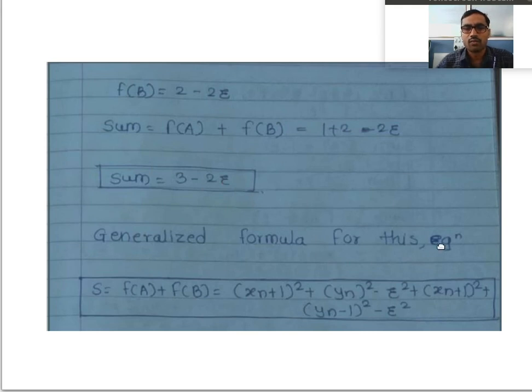The generalized form for this equation is given: S equals function of A plus function of B. So it is adding function of A with function of B, where we have kept the coordinate values for the A and B points, and adding this function of A with function of B is named as S.